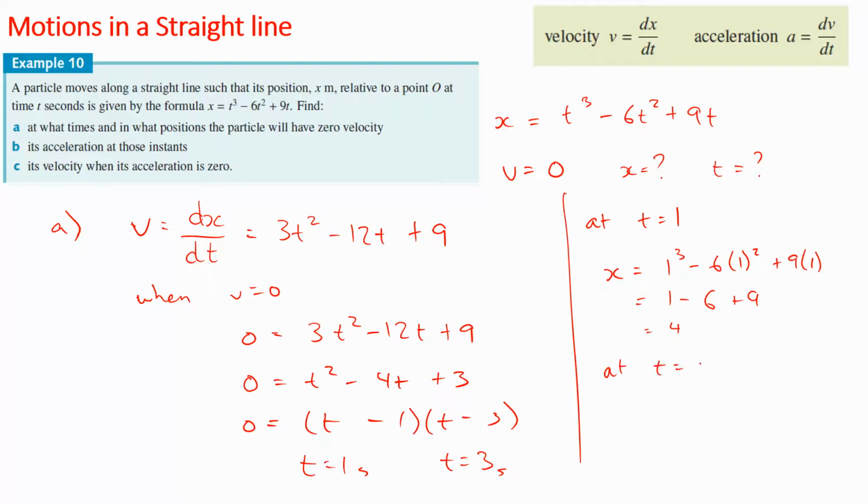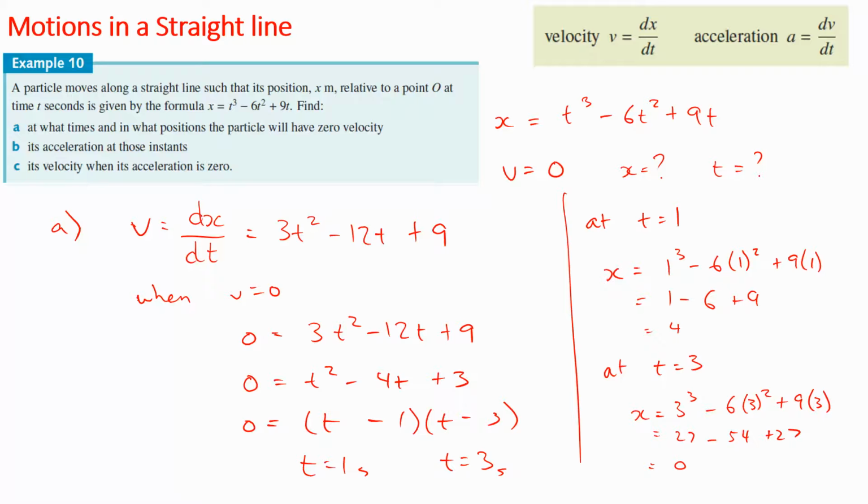Whereas at t equals 3, you have x equals 3 cubed minus 6 times 3 squared plus 9 times 3. 27 minus 54 plus 27. I'm not really good at this, but that's 0 actually. Is that right? Did I do it right? Yeah? So if it's 0, what does that imply? It means my position is exactly where I started.